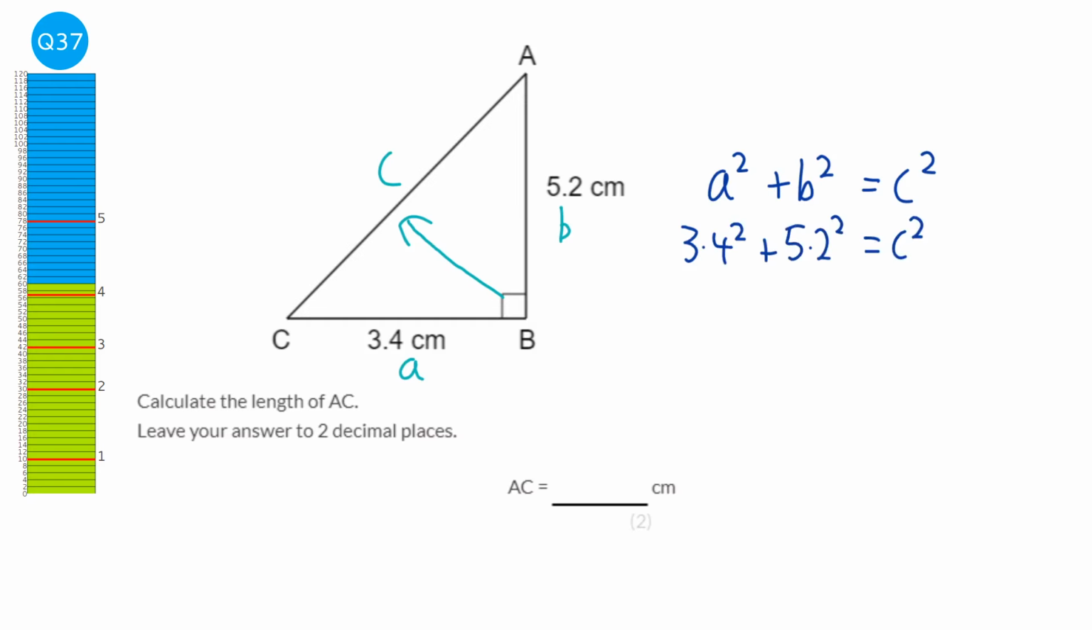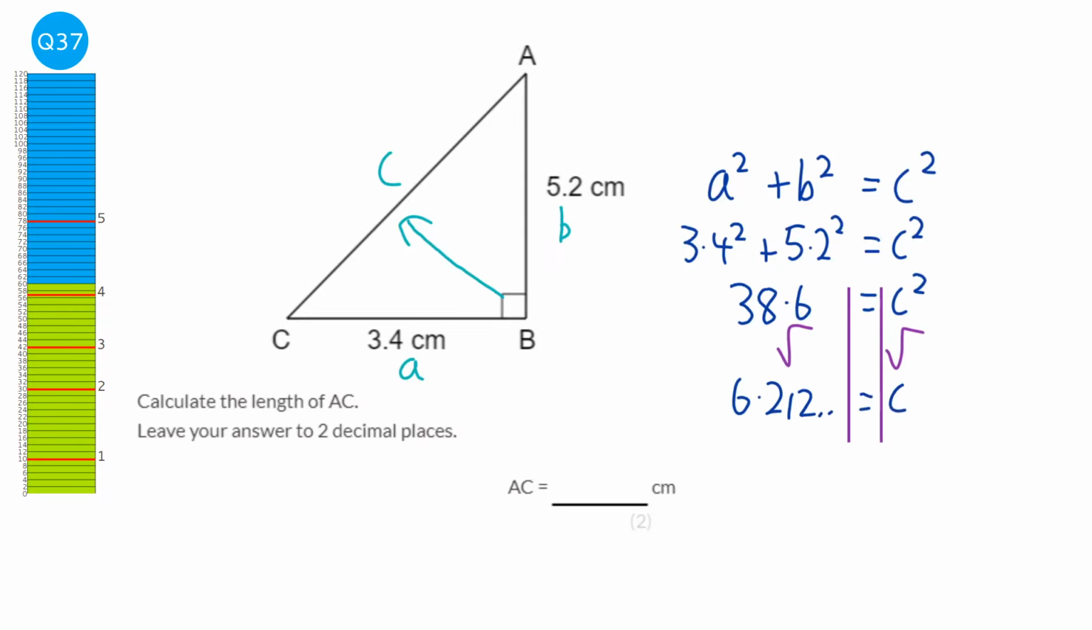So 3.4 squared plus 5.2 squared is 38.6. And we need to solve to find out what C is. To do that, we just square root both sides. So the square root of 38.6 is 6.212 and so on. And C squared, the square root of that is C. So to 2 decimal places, it's going to be 6.21.